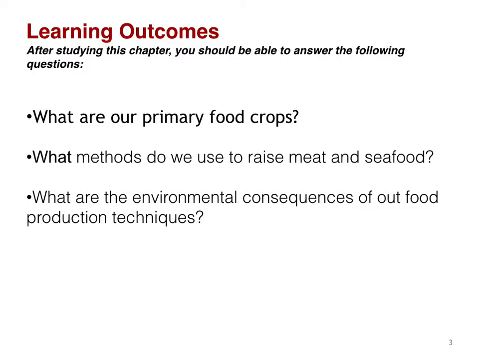The learning outcomes for this lecture are to be able to identify the major food crops that we consume in the United States and to identify the methods that we use to provide meat and seafood to the world population. We will also be learning about the environmental consequences associated with these activities.